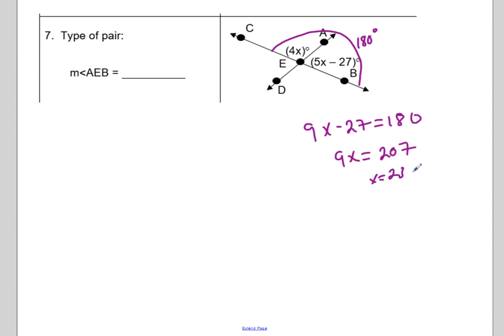All right. Now to find AEB, we simply plug in 23 right here. So 5 times 23 minus 27. That's 115 minus 27. Well, that's 15 to the plus side, so I got to take another 12, so we're looking at about an 88.